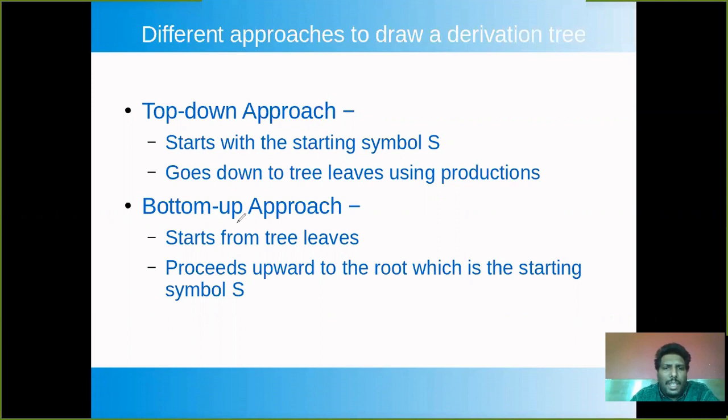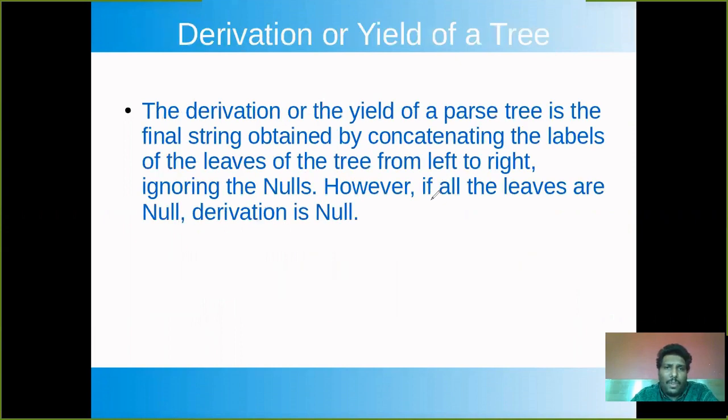In the bottom-up approach, first we are touching the leaf nodes. After that we are growing the tree up to the root. That we call the bottom-up approach. Here, we start with the starting symbol S, but there we start with the leaves, and go up to the starting symbol, whereas top-down goes down to the leaves using the productions. These are the two approaches we mainly use to draw a derivation tree.